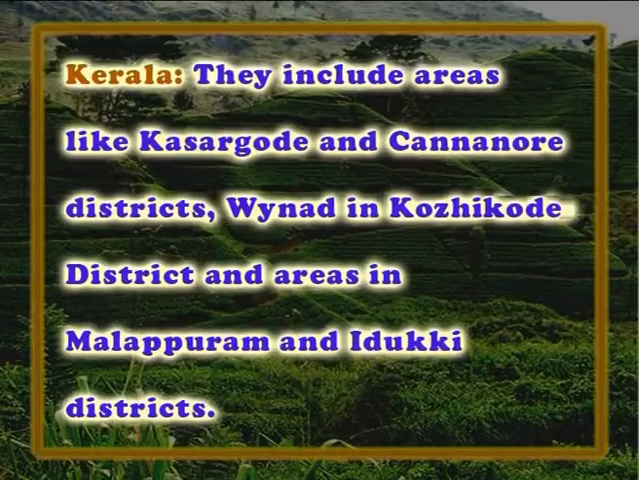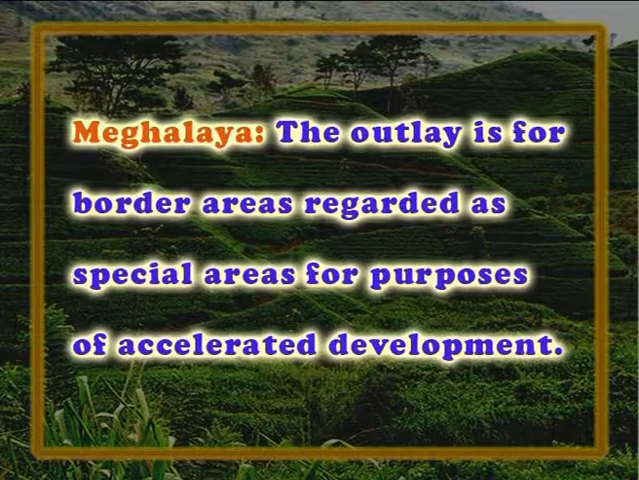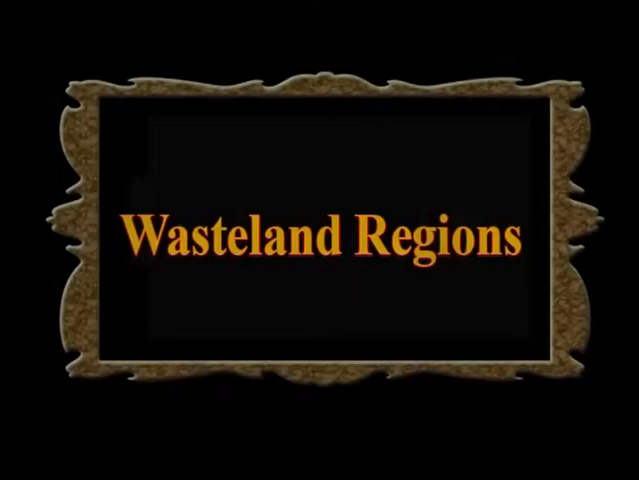In Kerala, there are a number of regions in the state which have been considered as backward economically and socially. They include areas like Kasaragod and Kannur districts, Wayanad in Kozhikode district and areas in Malappuram and Idukki districts. In Meghalaya, the outlay is for border areas regarded as special areas for purpose of accelerated development. In West Bengal, the outlay is meant for the following backward regions in the state, that is hill areas, North Bengal, Jharkhand and Sundarbans.